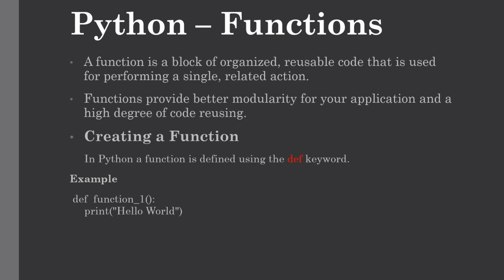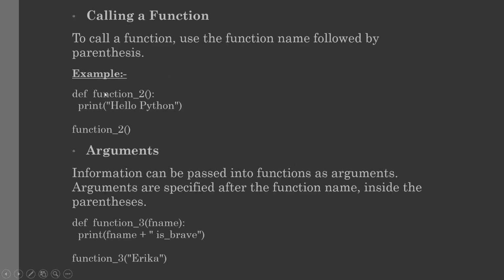Our next topic is how to create a function. As we have already discussed, in Python a function is created by using the def keyword. Here is an example in which we have defined our function named function1 with one print command. This is how you create a function in Python. First let me show you how to create a function with a simple example.